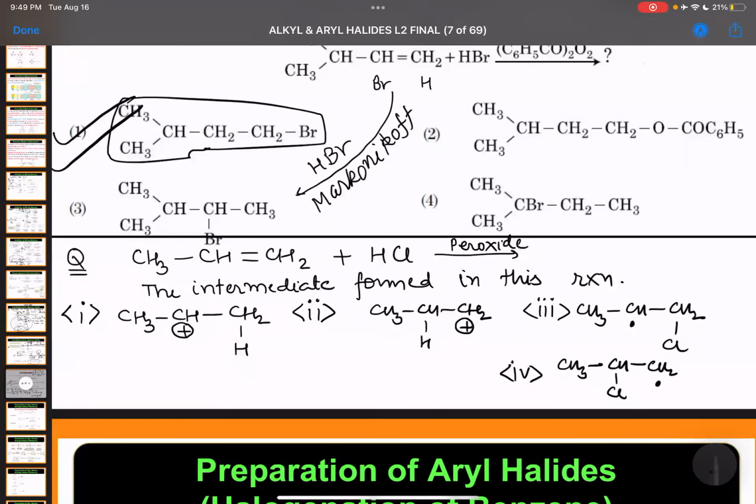Yeah, first of all, we need to know. You can write that HF, HCl, and HI will never show peroxide effect even if you have taken peroxide. Their addition is not going to get affected by peroxide. They will always give Markovnikov addition. Always Markovnikov, right? Yes, sir. You can write that.